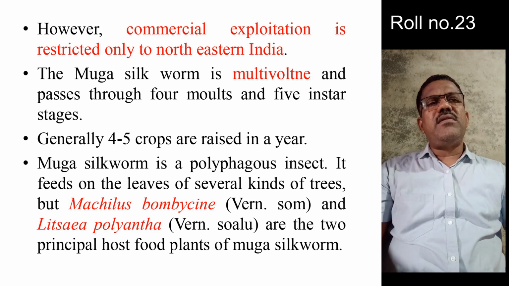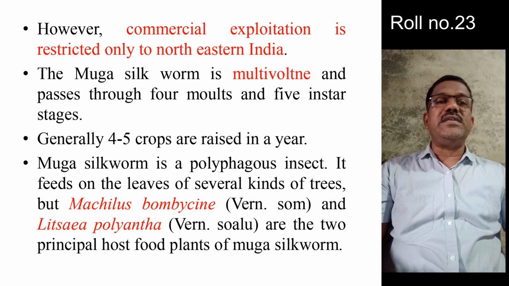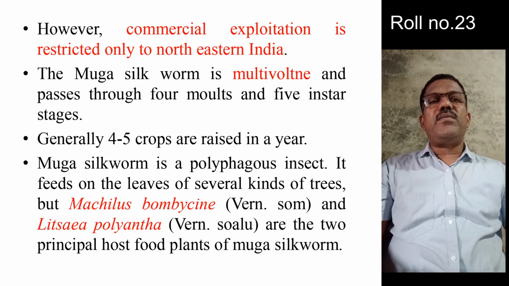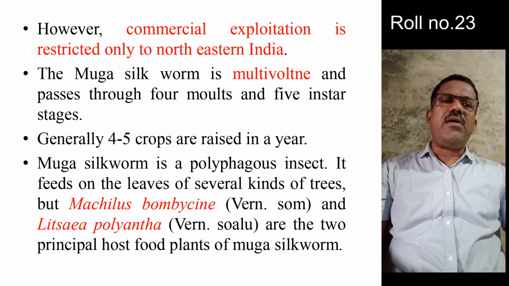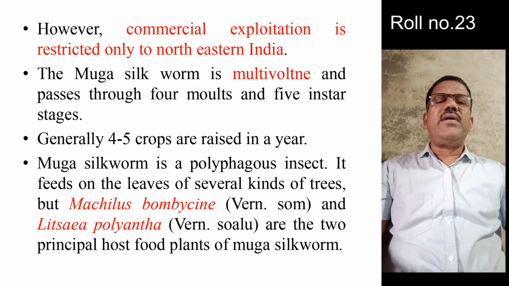The muga silkworm is multivoltine and passes through 4 molts and 5 instar stages. Generally, 4 to 5 crops are raised in a year. The muga silkworm is a polyphagous insect. It feeds on leaves of several kinds of trees. Persea bombycina, Litsea monopetala, and Soalu plants are the principal host plants of the muga silkworm.